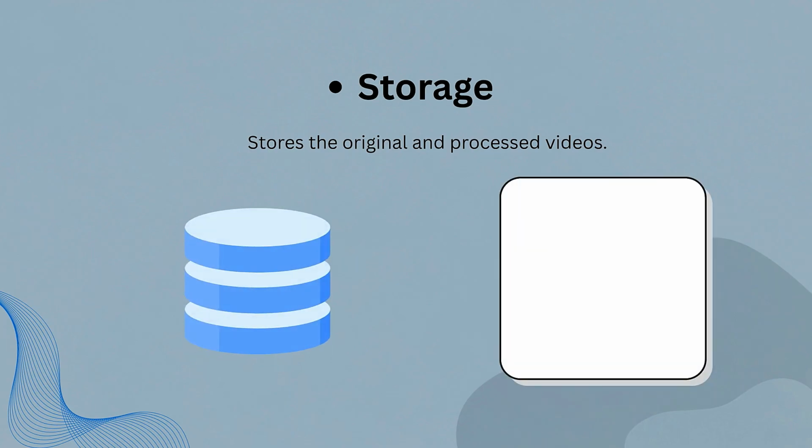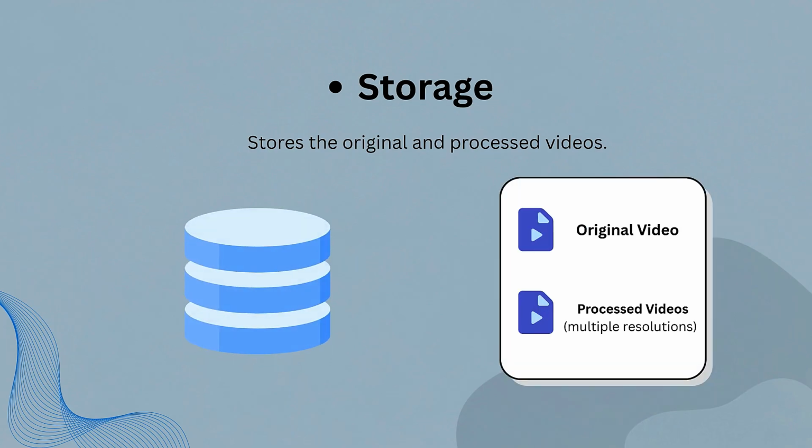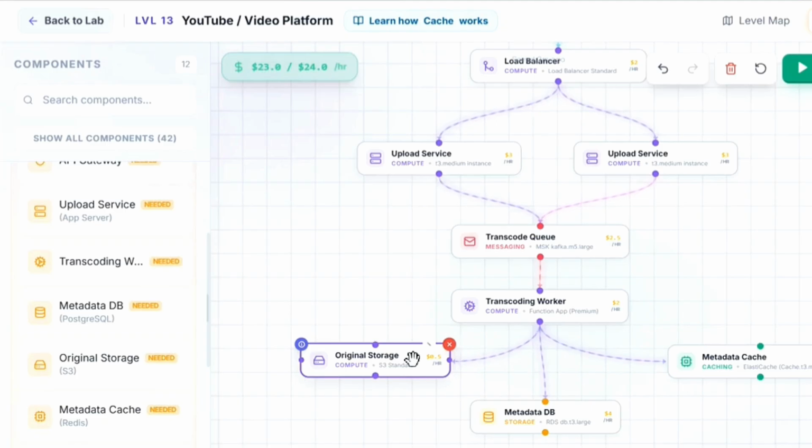Now, the original storage is where the video files are stored. Video files are extremely large compared with normal application data, and for that reason, we need scalable object storage rather than storing video files directly inside a relational database. The transcoding worker writes the processed video content into this storage layer. The different video representations generated for adaptive streaming can be stored here and later served through the CDN. This storage layer needs to be highly durable because videos are long-lived assets and should not be lost.